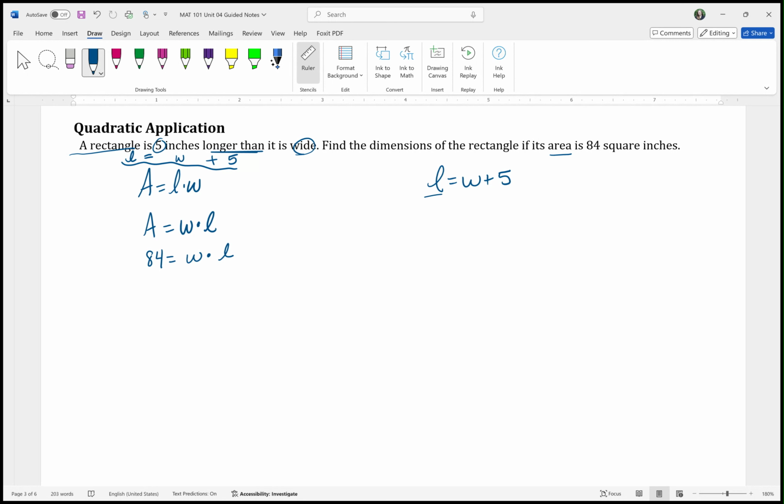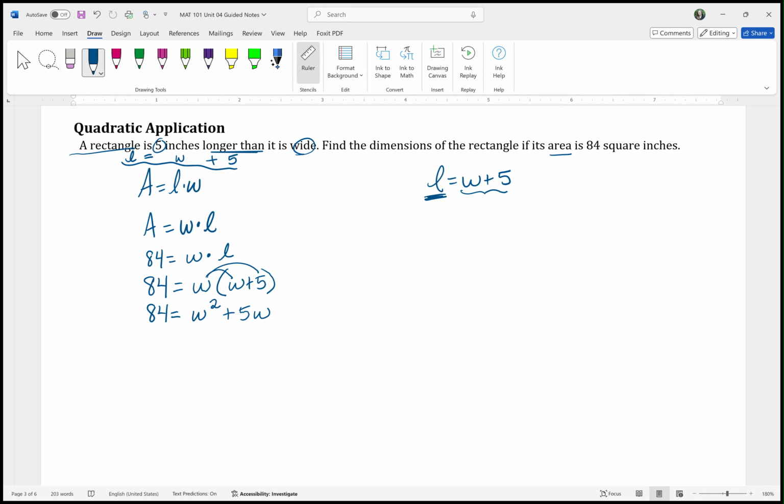So we have an equation for L now. So this would be 84 equals W times L. L is W plus 5. So that's going to replace here. And now you see why I put the W first. You don't have to, but we're distributing here. Okay, so we're going to do 84 equals W squared plus 5W.